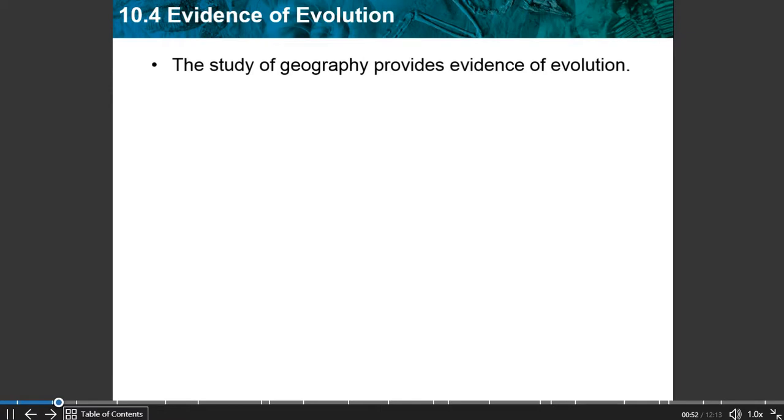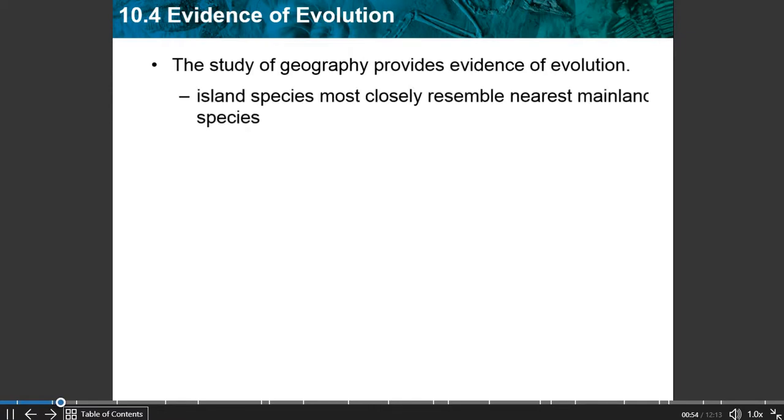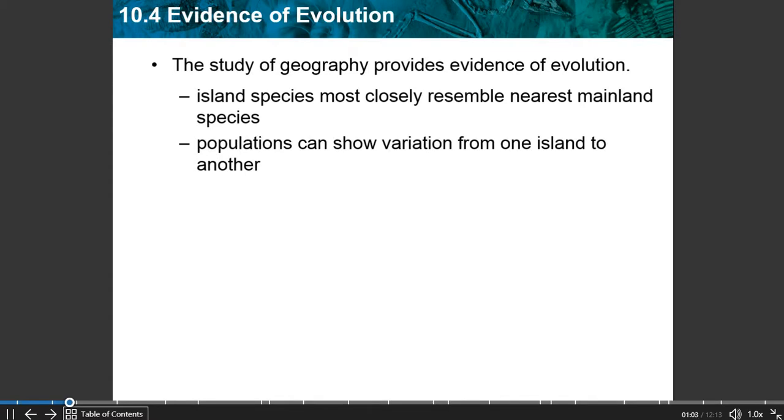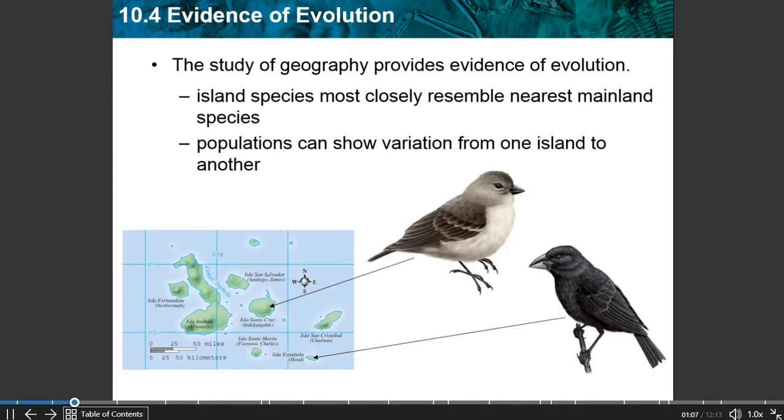The study of geography provides evidence for evolution as well. Island species most closely resemble the nearest mainland species that are out there. Populations can show variation from one island to another. The Galapagos Islands are a good example of this occurring.